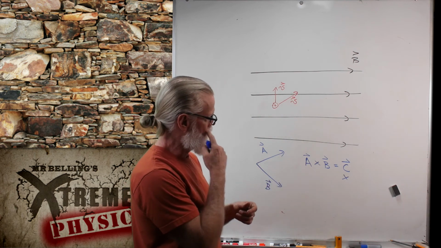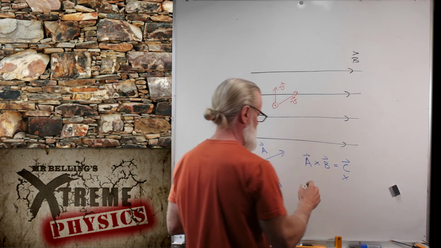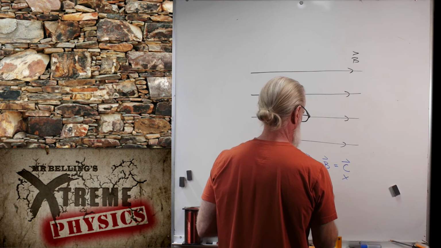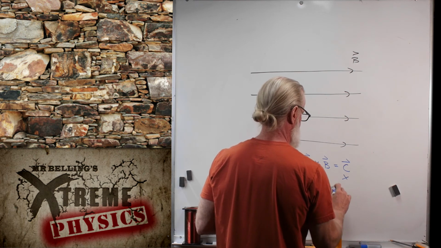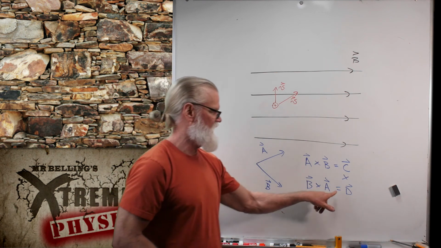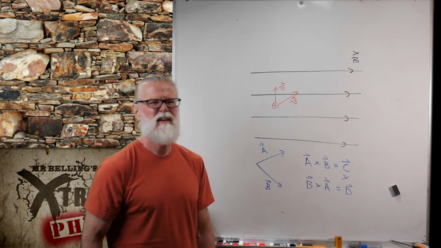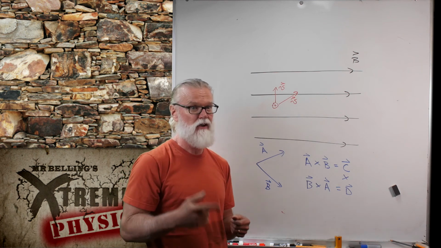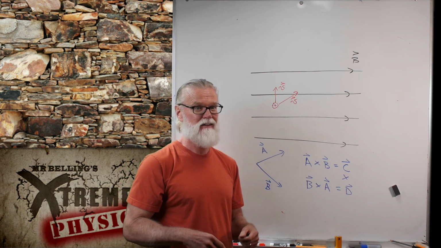Now, let me ask you a question. Don't even worry about the magnitude. If I had B cross A equals D, are D and C the same? Does A cross B equal B cross A? Give it a try. You can figure it out. I don't need to tell you. This is something you can figure out.